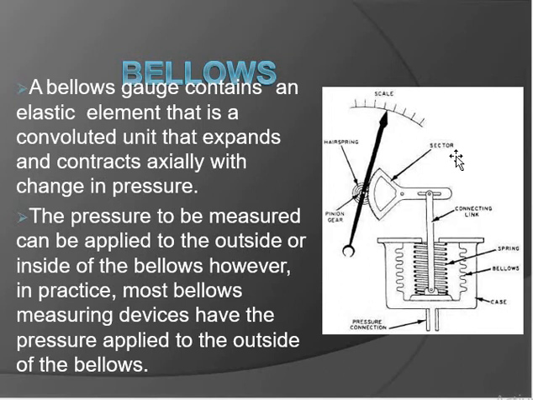So the sector, or we can say the cam, is attached to the needle, and the needle shows on the scale. So in this element, contraction and expansion will be there. Generally the pressure we are measuring is applied to the inside of the bellows. However, some measuring devices have the pressure applied from the outside of the bellows, meaning the pressure outside will be more. That pressure only we are going to measure.